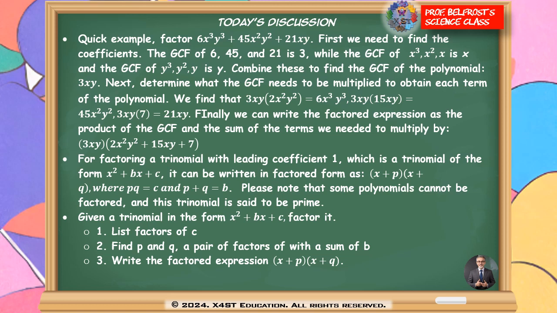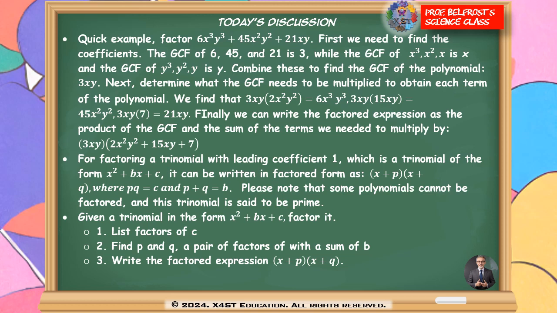Next, determine what the GCF needs to be multiplied by to obtain each term of the polynomial, and we can find the complementary terms easily. Finally, we write the factored expression as the product of the GCF and the sum of the terms we needed to multiply by, which gives us, as shown in the slide, 3xy times in brackets 2x squared y squared plus 15xy plus 7. Easy.